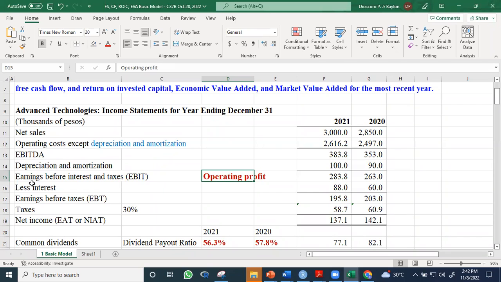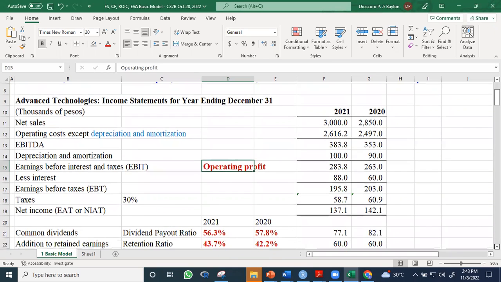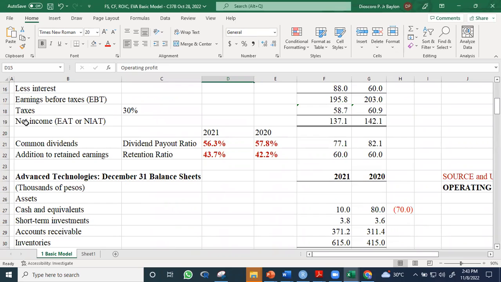From this operating profit, or from your EBIT, we deduct the interest, which is a financing cost, to arrive at EBT, earnings before tax, and then we subtract the tax to arrive at net income after tax. And then we said last time that management, through the board of directors, will decide whether to plow back to operations all the earnings or to distribute some of them to the shareholders in the form of dividends.